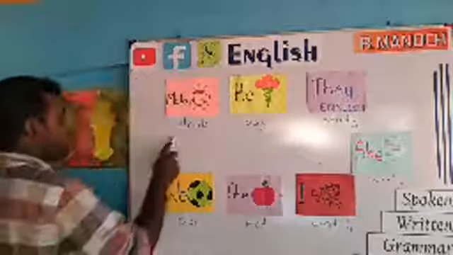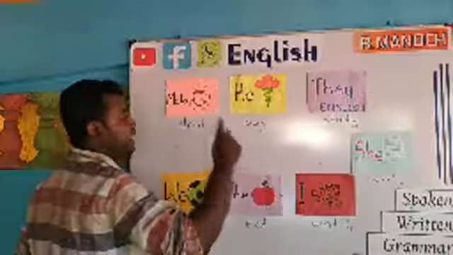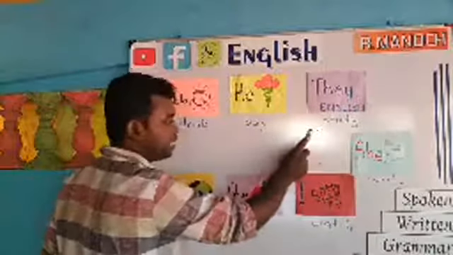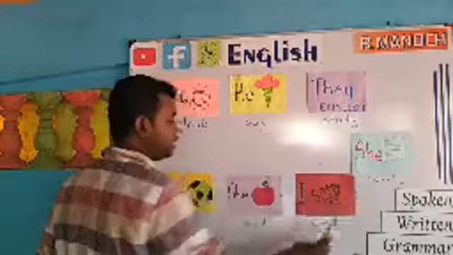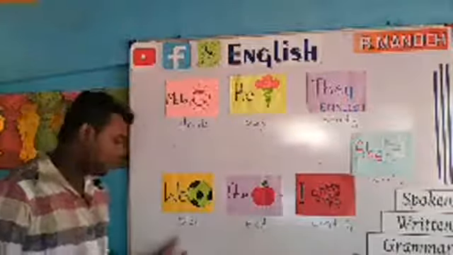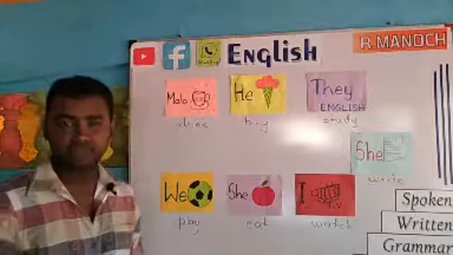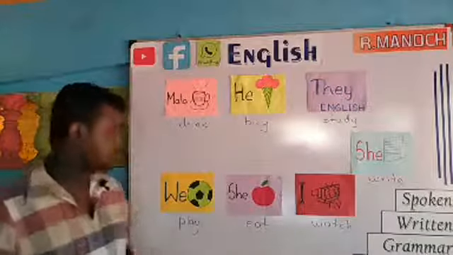Continuous. Mala is not drinking a cup of coffee. He is not buying an ice cream. They are not studying English. She is not writing a letter. I am not watching TV. And she is not eating an apple, and we are not playing football. Present continuous negative.